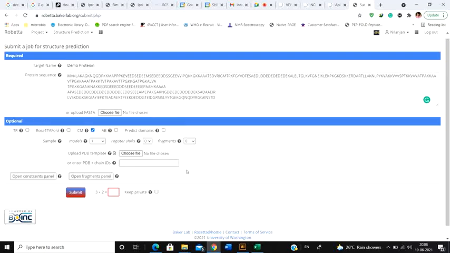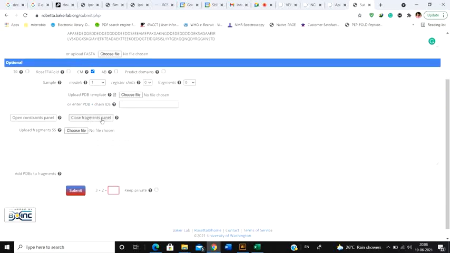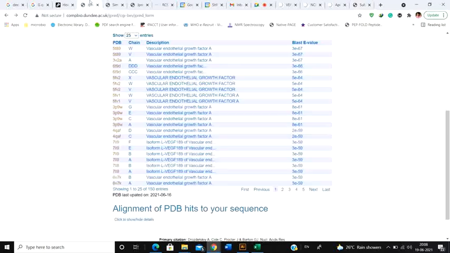But you can also help this particular software. How can you help? There are two options. One is the open constraint panel, and then you have the open fragment panel. What is the fragment panel? The fragment panel asks you whether you know that your molecule has any secondary structure. How would you know? Simply by the JPred server. Remember, the JPred method was predicting that your molecule has alpha helix nature.